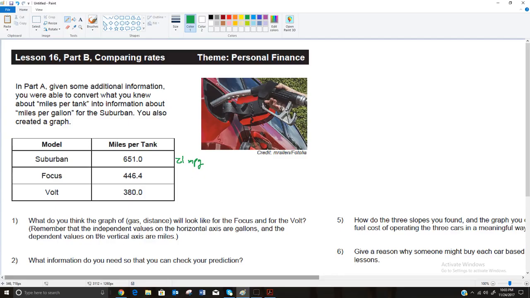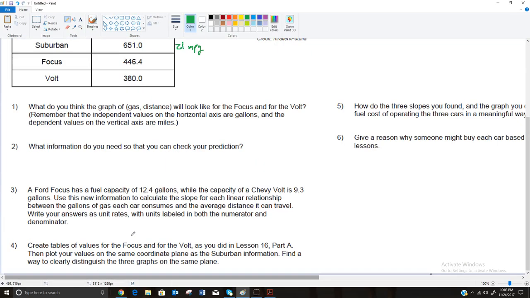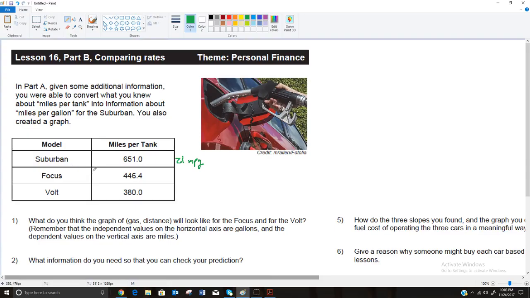So it says, what do you think the graph of gas distance would look like for the Focus and the Volt? Remember that the independent variables are on the horizontal axis and the dependent variables are on the vertical axis. The horizontal axis is the gallons and the vertical axis are the miles. So what do you think would happen for the Focus and the Volt?